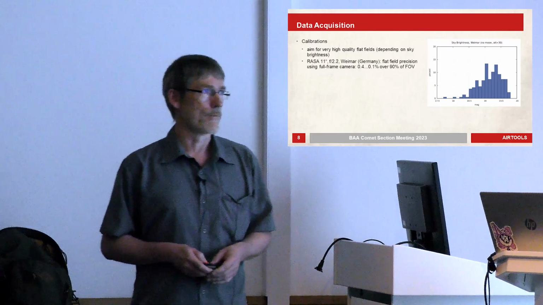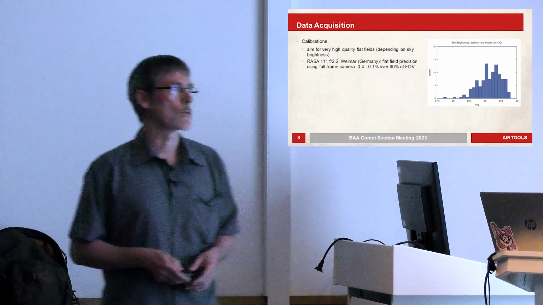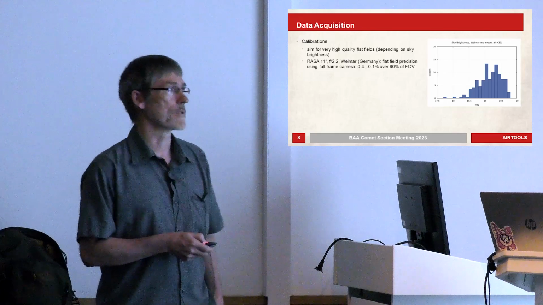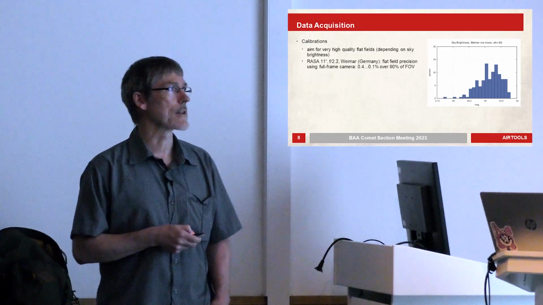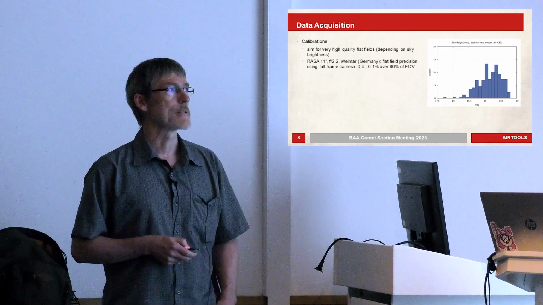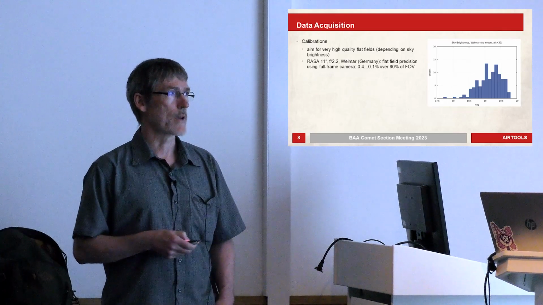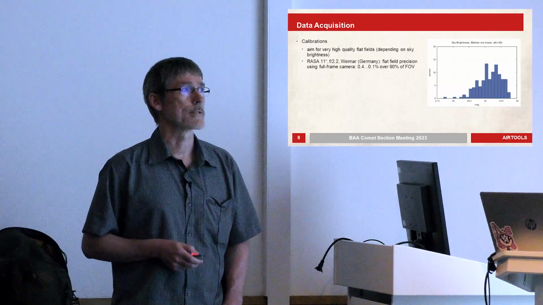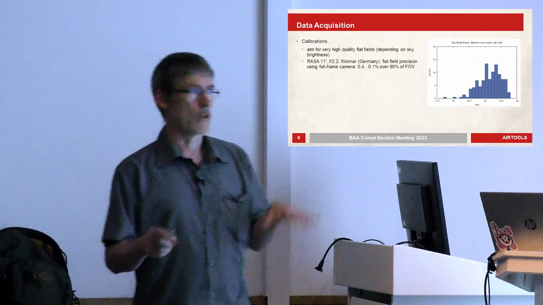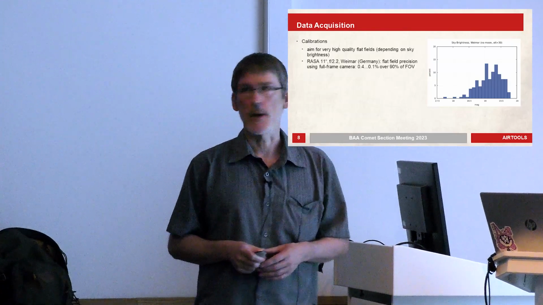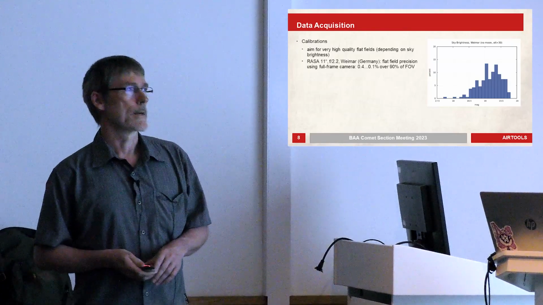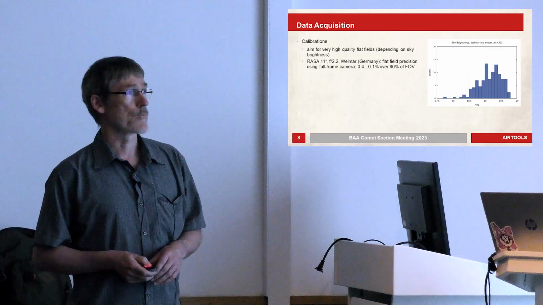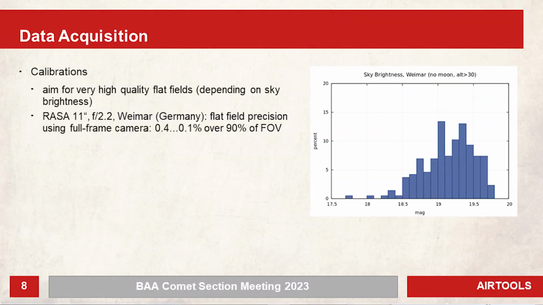So the sky is bright, and you have to get the flat as good as possible. With proper flat fielding procedures, I'm reaching, with my 11-inch telescope, which is a very fast system, and using the full frame camera, usually about 0.4% deviations from an even flat field over 90% of the field of view. And if I put in some extra effort, I can get down to about 0.1% accuracy of the flat fielding.